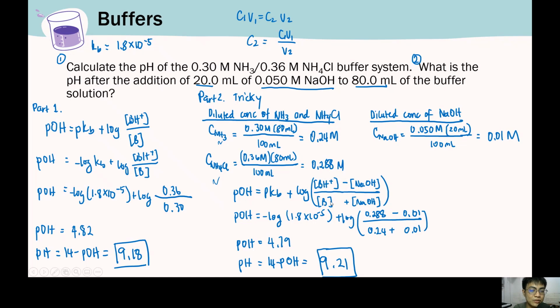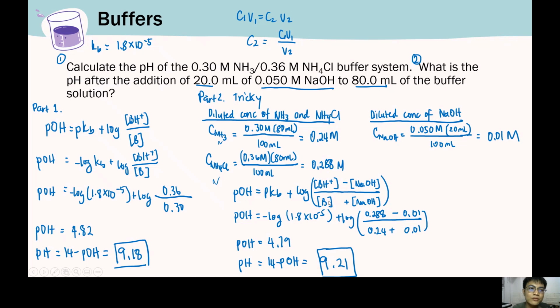So we can increase the amount of base and decrease the amount of conjugate acid. And then by doing that, the pH will rise. Sir, what if it's hydrochloric acid? So if you use hydrochloric acid, the conjugate acid will increase and the base will decrease.